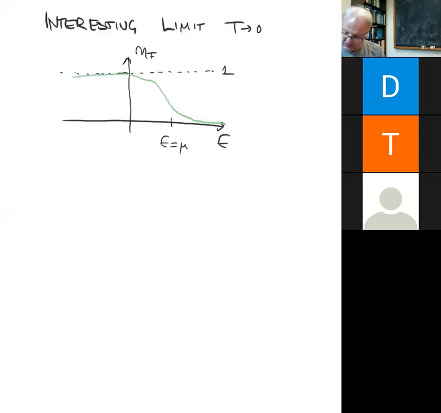So again, what is the function? n_F is 1 over e to the epsilon minus mu over k Boltzmann T, plus 1. So you see that if epsilon is much bigger than mu, you have the e to the something is much bigger than the 1. It becomes very small. That is again the classical limit. So that's the classical limit.